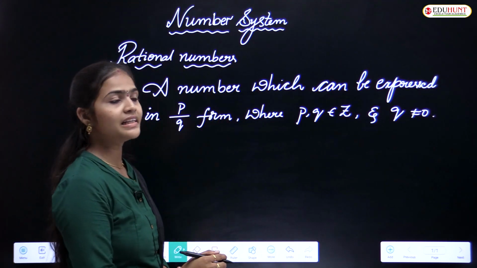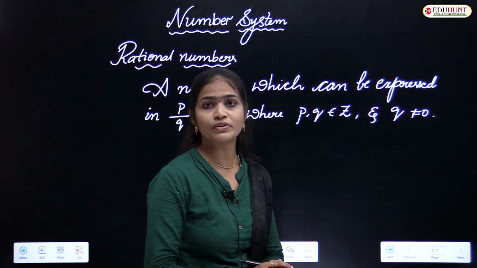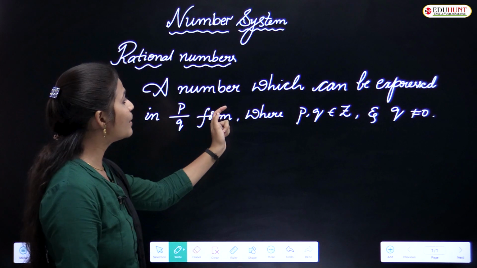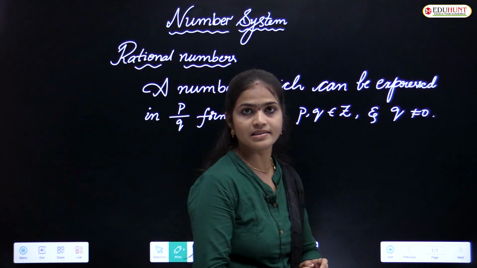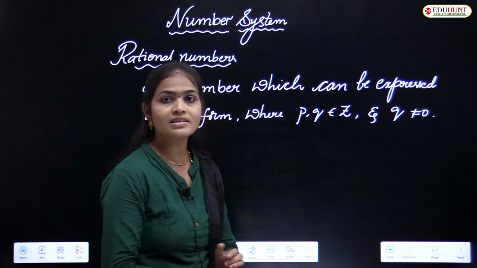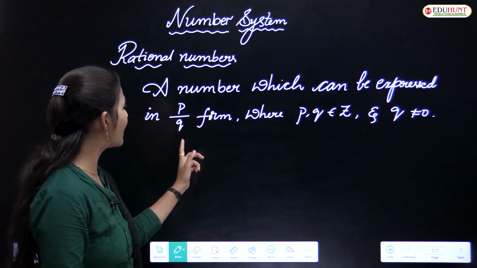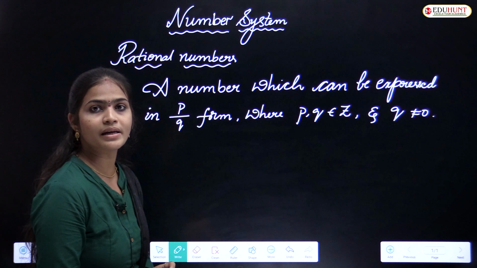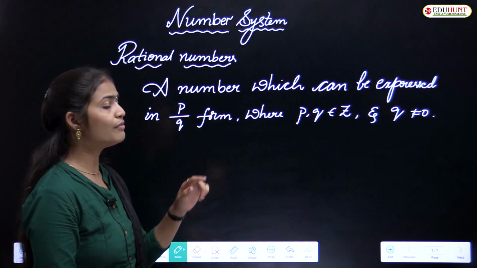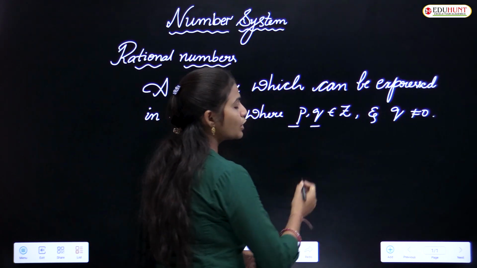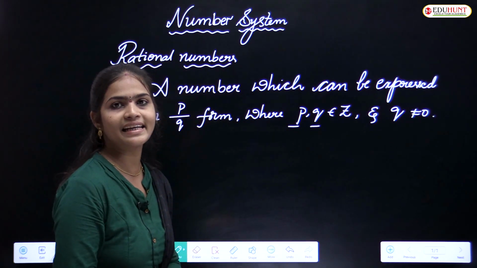Okay, this is the condition. Once again, what is the condition for rational numbers? The number we are selecting should be suitable to convert into the form of P by Q, then we will call that number a rational number. Still we have two conditions. What are those? P and Q should both be integers.